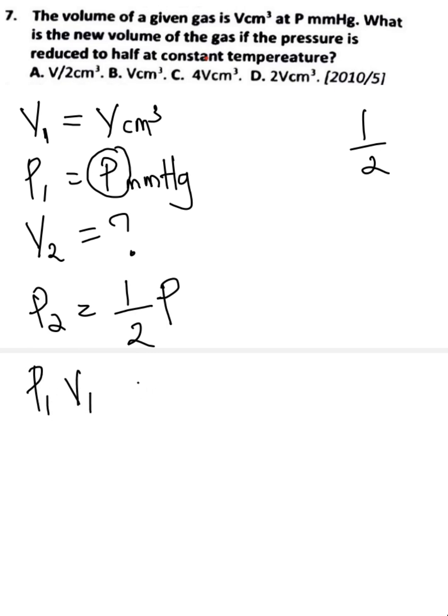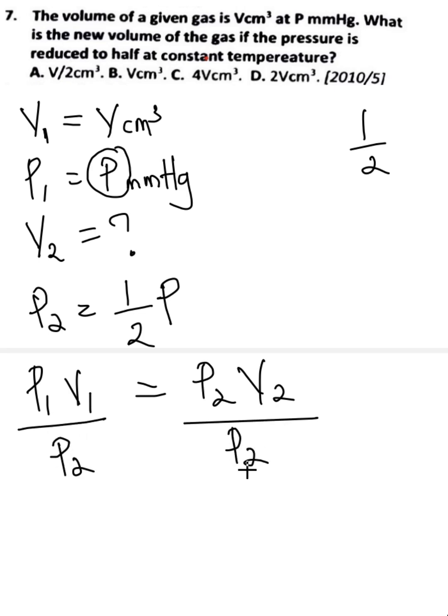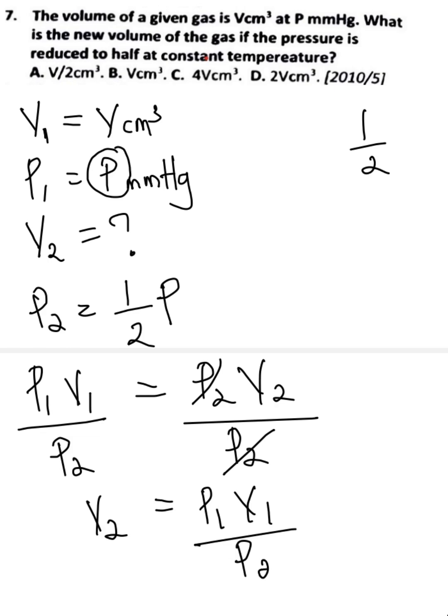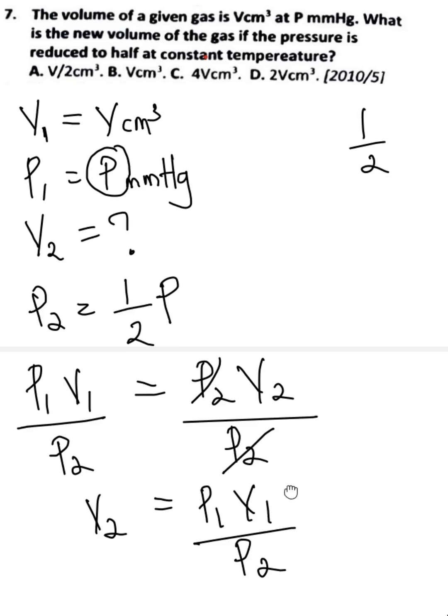P1 V1 is equal to P2 V2. What's the next thing to do? We are looking for V2, so make V2 the subject of the formula by dividing both sides of the equation by the coefficient of V2, which is P2. So we divide here with P2 and here with P2. This P2 will cancel this P2, and we get V2 is equal to P1 V1 over P2.